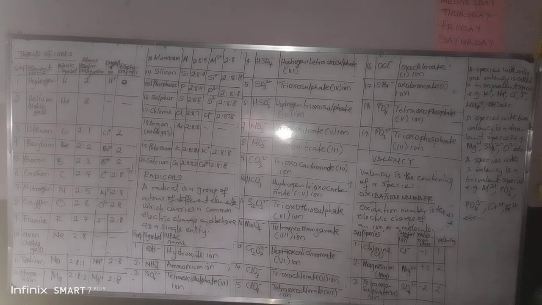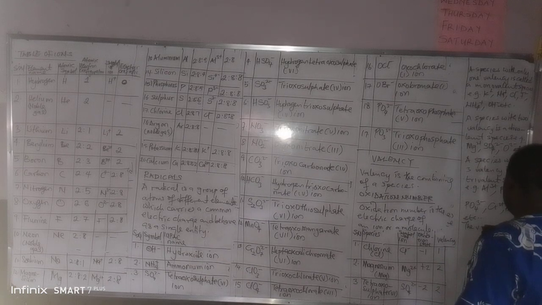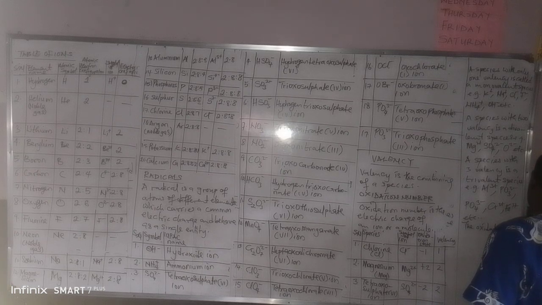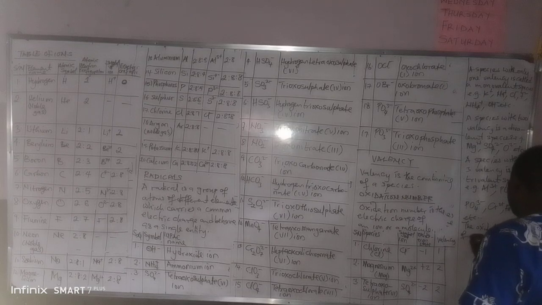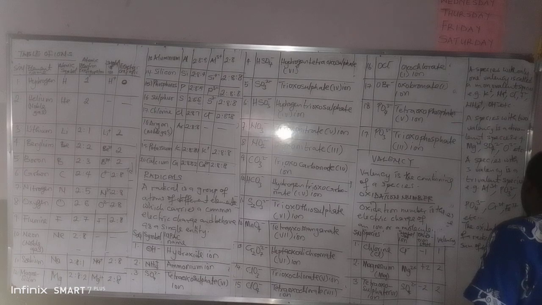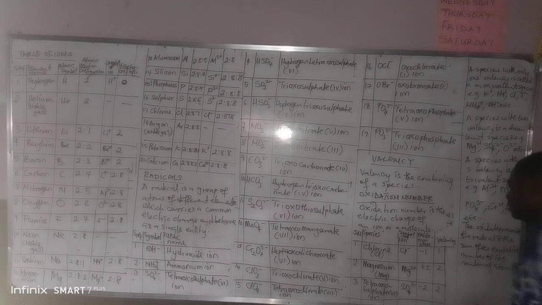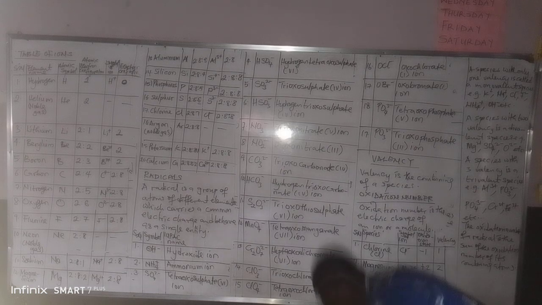Then another thing I want to tell you here is that the valency, the oxidation number of a radical is the sum of the oxidation numbers of its combining atoms. What do I mean by that? Let me show you what I'm talking about here.